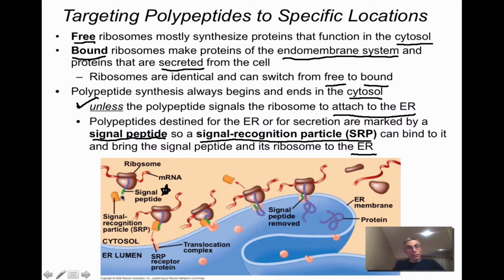This signal peptide is going to be part of that polypeptide, and this SRP is going to recognize that signal peptide on the ribosome. Because of that, it indicates that the ribosome needs to be attached to the ER, because we have SRP receptor proteins on the membrane system of that ER. Once it recognizes that signal peptide, it's going to attach to the ER, and when it's no longer being used, that signal peptide is going to be removed. Eventually, once translation is done, it's going to release the finished polypeptide or protein into the rough ER membrane.